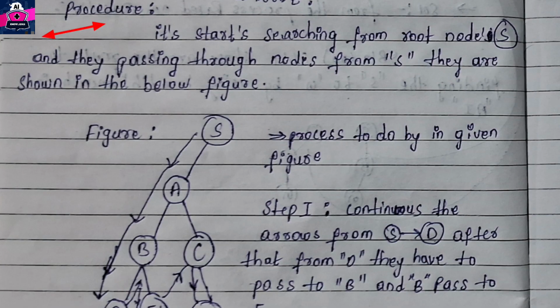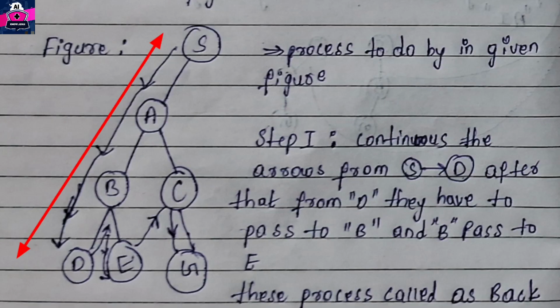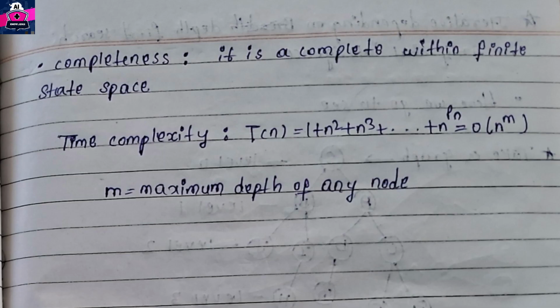Procedure to solve depth first search. Continue the arrows from S to A, after that from A they have to pass to B, and B passes to D, and then E. This process is called the backtracking way. After that, E cannot have any more nodes to travel to, so simply it will travel back to C, and C will in the same way travel to G. Then G is the goal node.